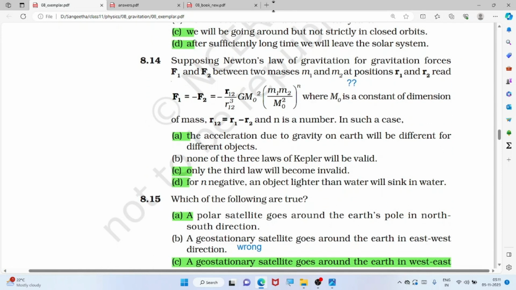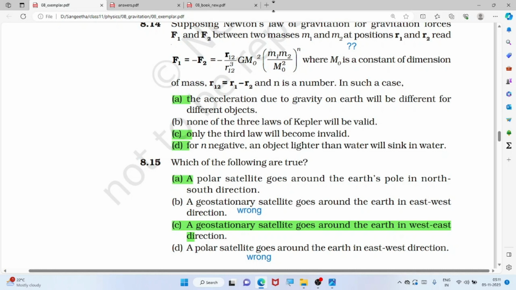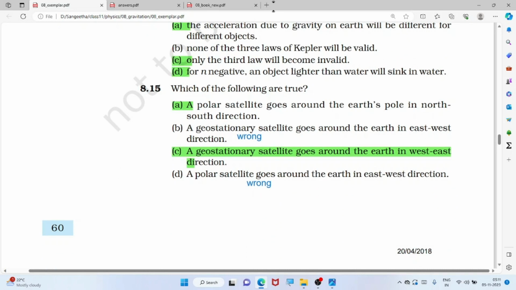Supposing Newton's law of gravitation, the gravitational force F1 between the two masses at the given position vectors, force and v2, and these are the answer. The acceleration due to gravity is different for different objects. It depends on the position based on this formula. Only the third law will become invalid.